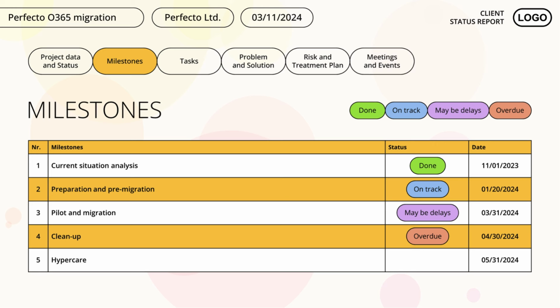Maybe delays. This is a risk of a deadline delay. This status is given to milestones that are currently in progress and there is a risk or problem with meeting the deadline. Only talk about this briefly here, referring to the fact that you will discuss it in more detail later.